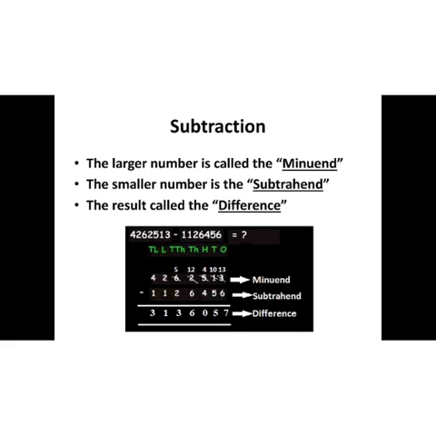Here there is the column according to the place value of each digit. The numbers are 42,62,513 and 11,26,456. We have to subtract 11,26,456 from 42,62,513. When we are subtracting, we get the answer as 31,36,057. The result is called the difference.